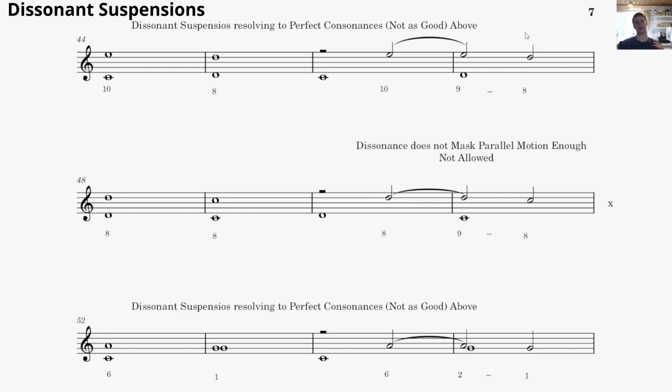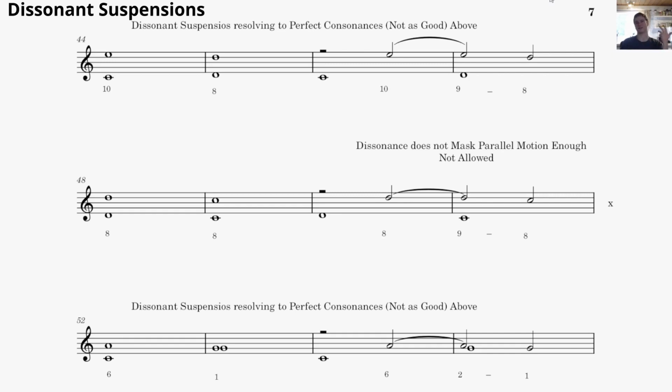So it's good that we have things that are not as good because it allows us to have more options. It's just saying that, okay, if we're able to, let's pick a better option, of course. So as we can see, dissonant suspensions can resolve to perfect consonances, but it's not as useful or not as good as resolving to the imperfect consonances from that dissonant suspension. So remember, we're only moving down a step from our dissonant suspensions.